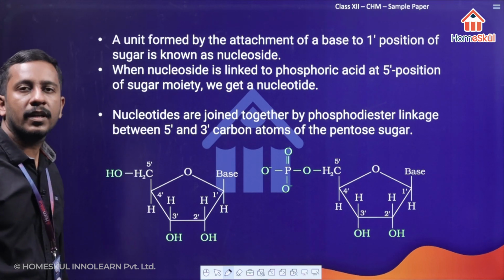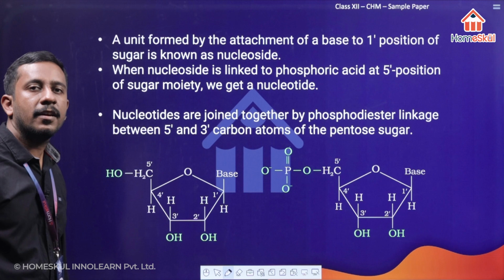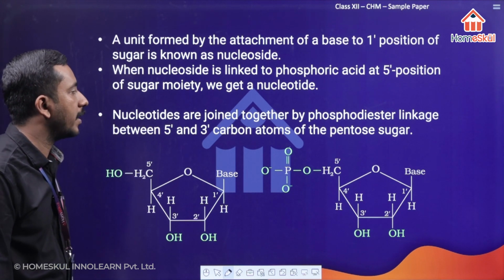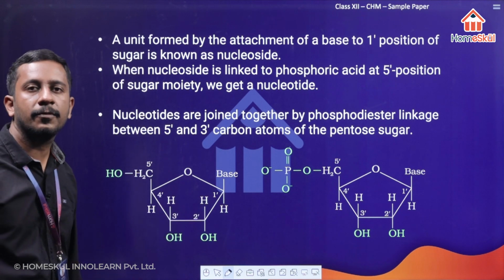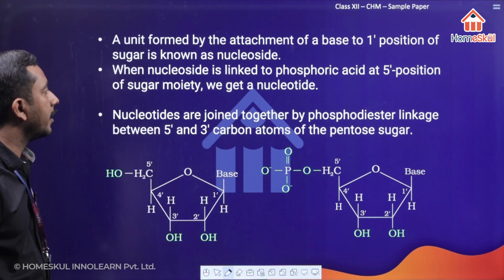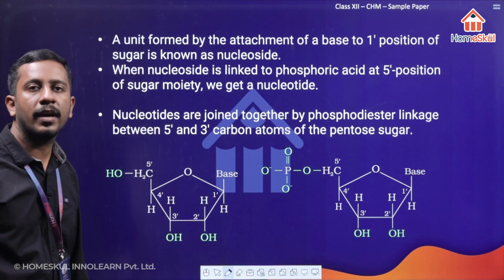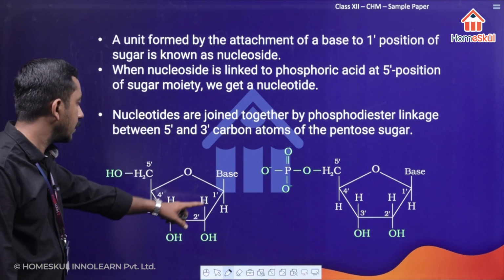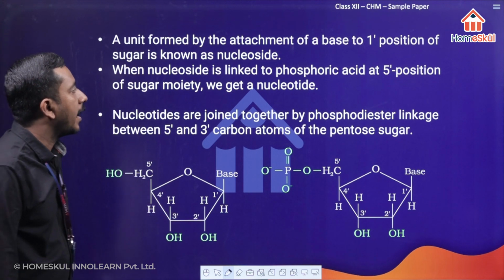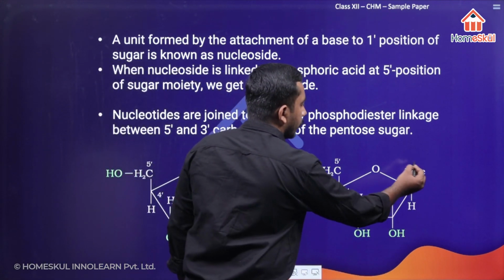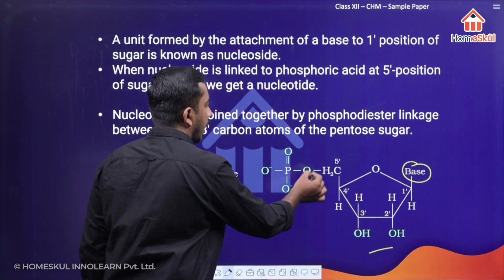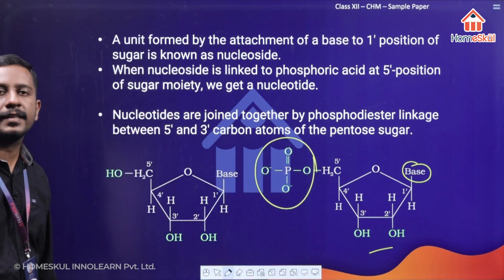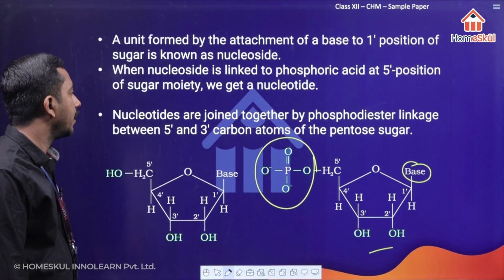If it has to be converted into a nucleotide, a phosphate group will also have to attach. That means a phosphoric acid is going to get attached at the 5' position, and then the nucleoside will be converted into a nucleotide. A nucleoside consists only of a base and the sugar molecule, and the nucleotide consists of a base, the sugar molecule, and also a phosphate linkage that is extra in the nucleotide.